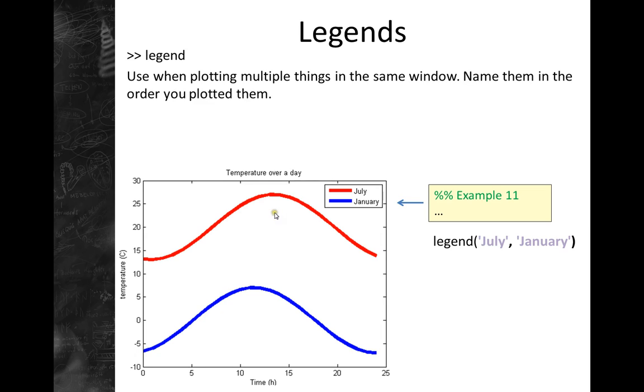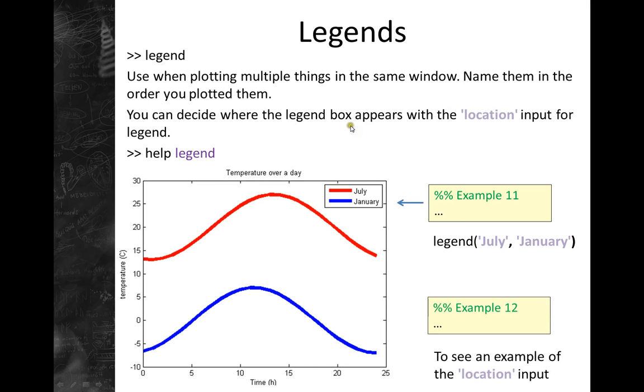So this works fine when we only had one thing in the graph, but when we have many things, we want to use something called a legend. This is a legend, the box in the plot that says which color is which thing. So you use legend like this, July and January, and you just type it in. You type it in the same order you plotted it, and you can look at example 11 for this. And you can also control where this box appears with the location input, and there's an example of this in the code.